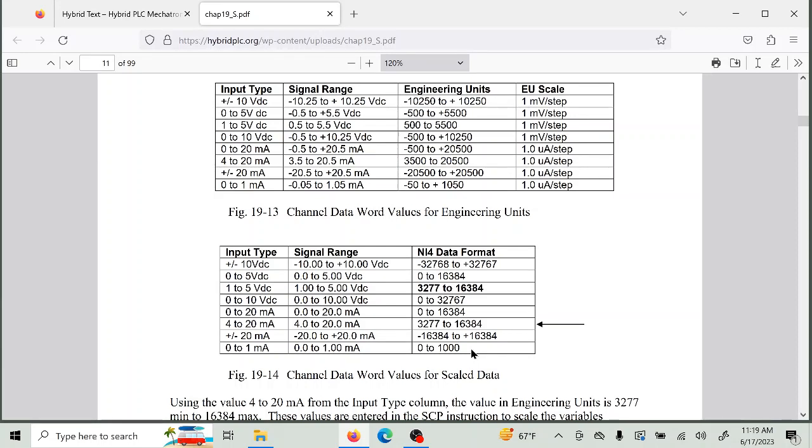So if you have a 0 to 5 volt card, it's this number. If you have a 1 to 5 volt card, it's this number. And you can see these look a lot alike because 1 to 5 volts and 4-20 milliamps both have the same scaling factor, and they're built the same way. But you have to know these numbers, the 3277 and the 16384.